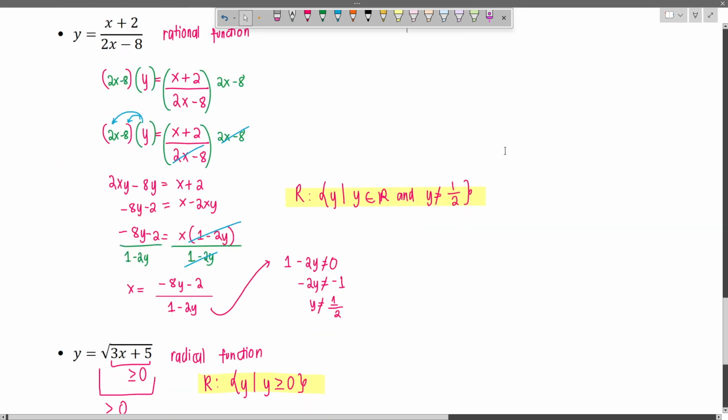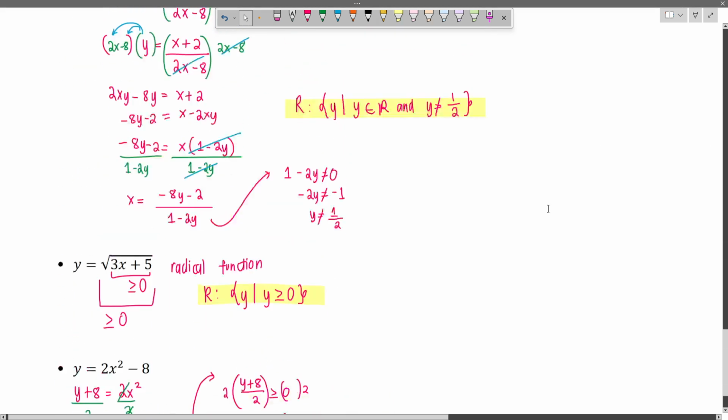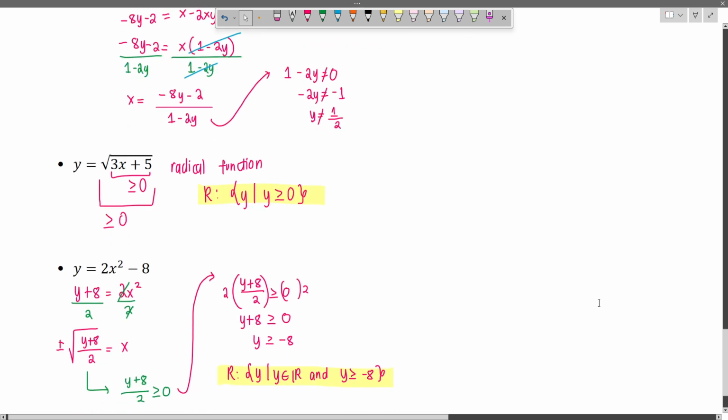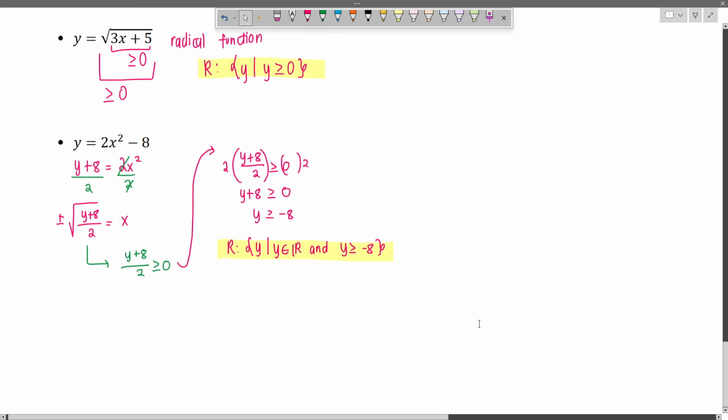So this is the solution. If you have a specific question about these, just let me know, okay? And then from here, the range is any real number y where y is not equal to 1/2. For the third one, radical, so that's y greater than or equal to 0. And then we have a quadratic here. So the range is y greater than or equal to -8.